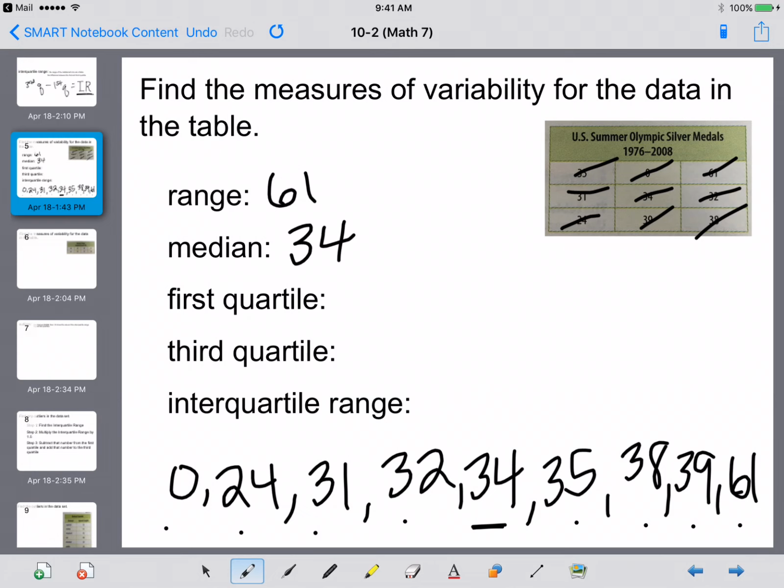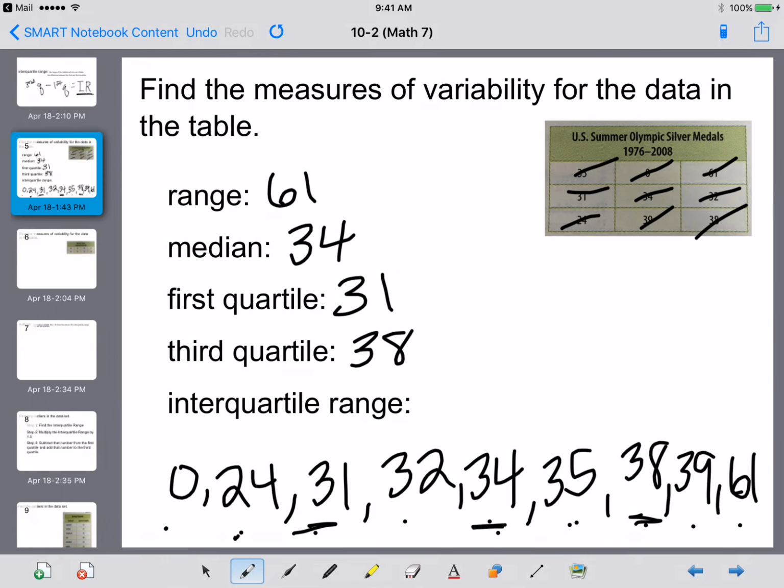So then our first quartile is the number that's in the middle of the bottom half of our data. So I'm between 0 and 34. So I start crossing them off, and 31 ends up as our first quartile. Third quartile is the middle of the upper half. So we're going to find the median there and end up with 38. And you can see with the dots on the screen where I'm crossing off these numbers.